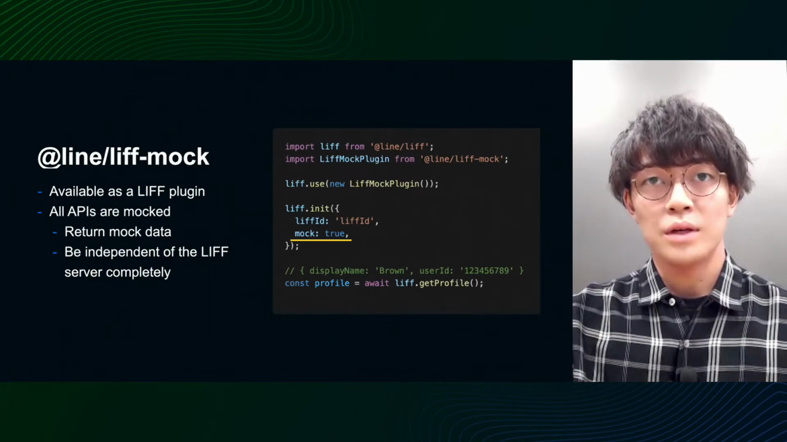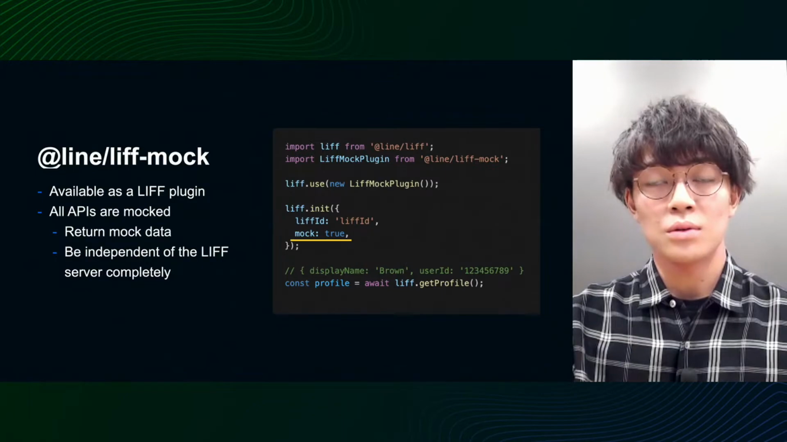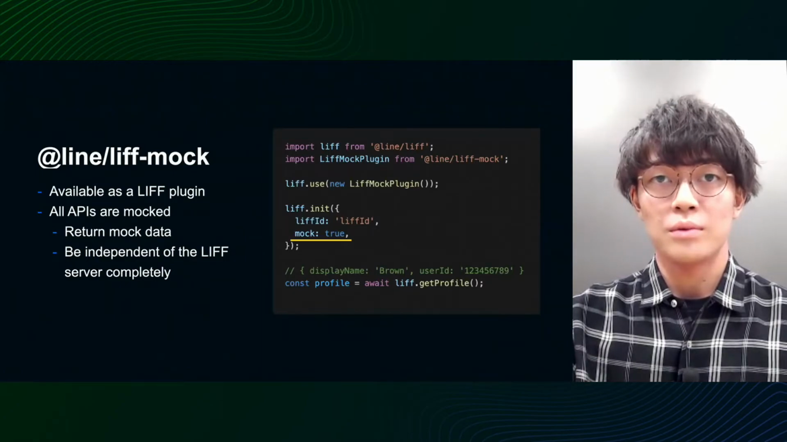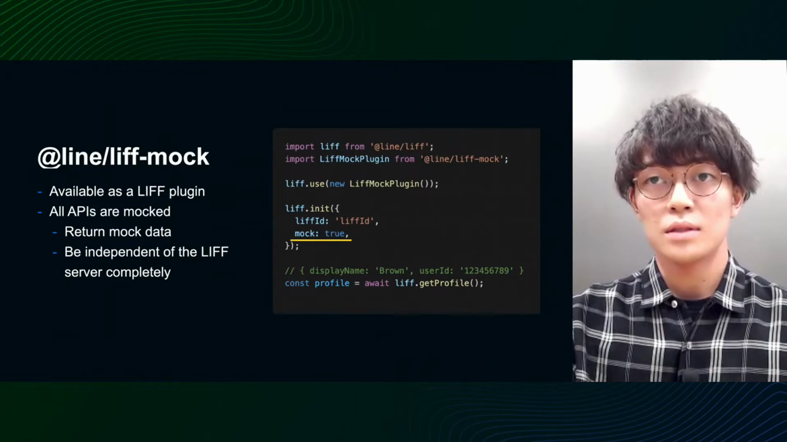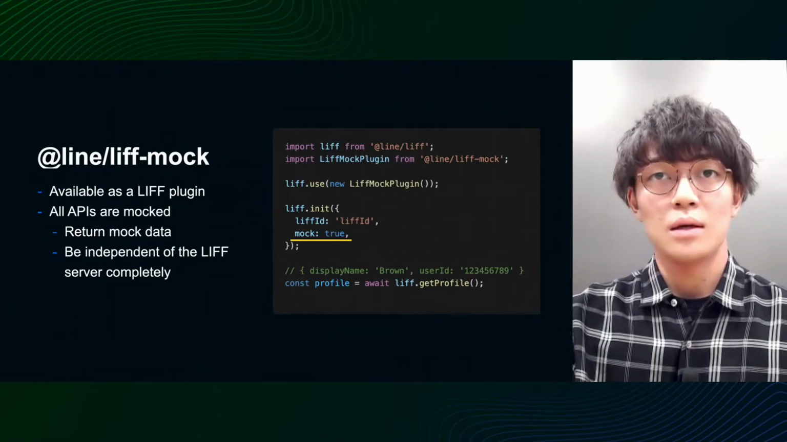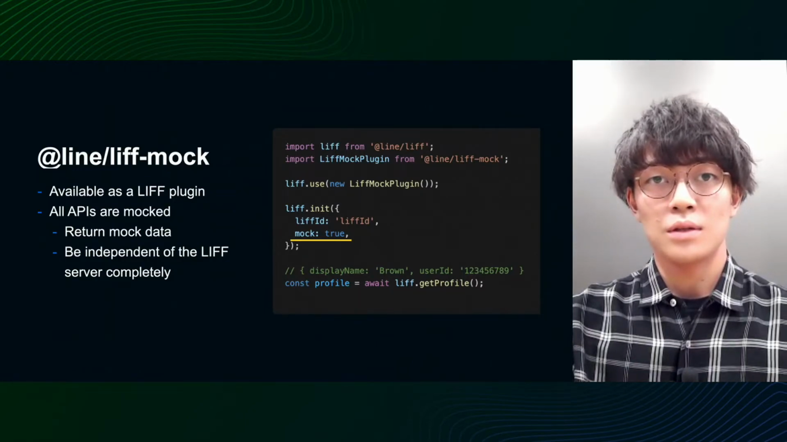As this code shows, when the LIFF Mock plugin is enabled, an option to specify mock mode at liff.init is added. Under mock mode, the API is completely independent of the server, and each API behaves to return arbitrary mock data. In this case, the liff.getProfile API is called. However, since the SDK is in mock mode, it is not actually communicating with the server and returns the mock data set by default.